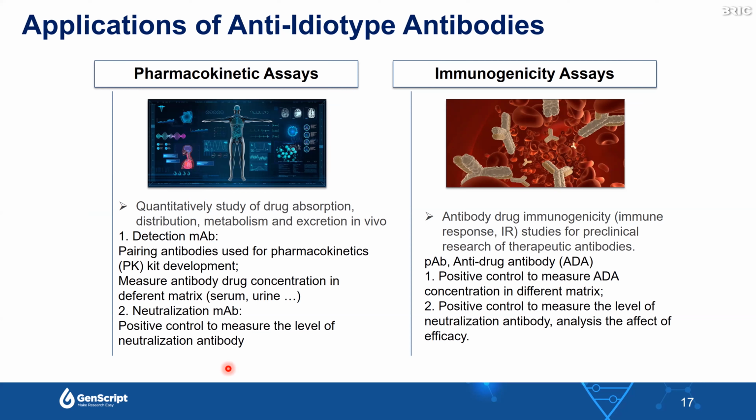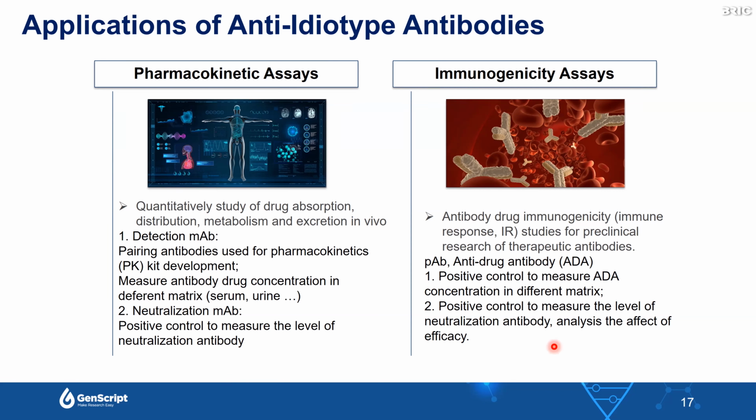Through the use of anti-IDs, primary monoclonal antibodies, various forms of the antibody therapeutics can be easily tracked and quantified in patient serum, blood, urine, or other body fluid. Other than that, it works as a neutralizing monoclonal antibody used as a positive control to measure the level of the neutralizing antibodies.